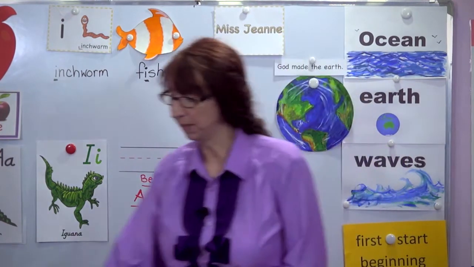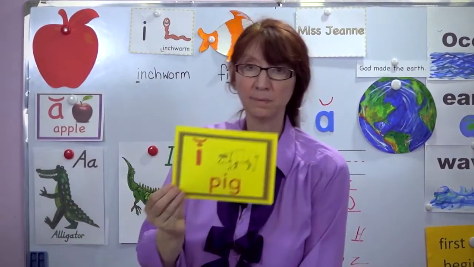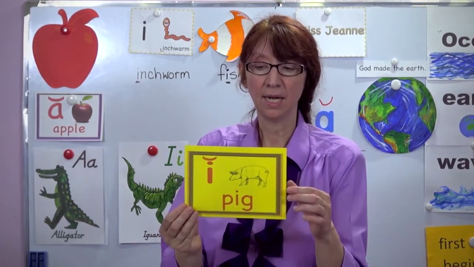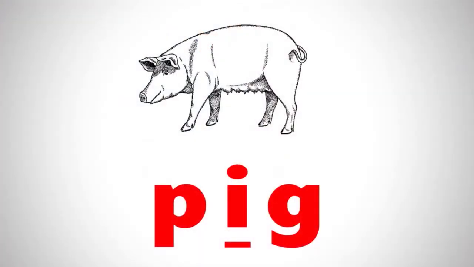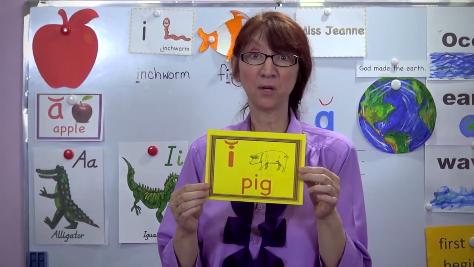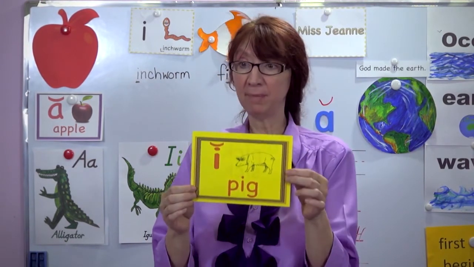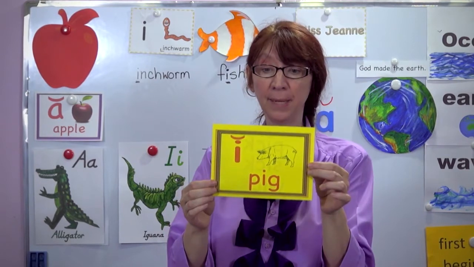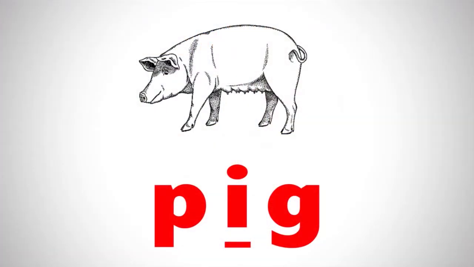Okay, there's another one. Do you know this animal? Pig. Now we say egg. This animal does not live in the ocean. He lives on a farm, right? Maybe you have seen a pig somewhere close to you. But this pig, when I say pig, the I is in the middle.